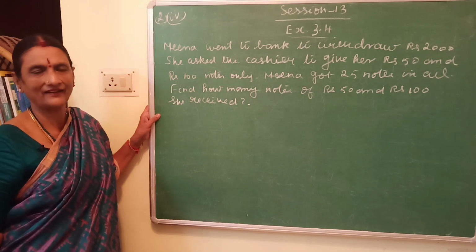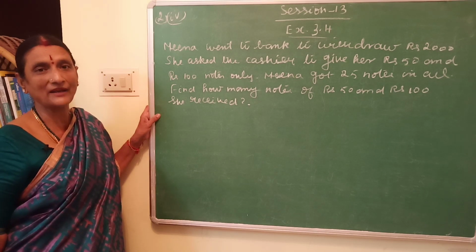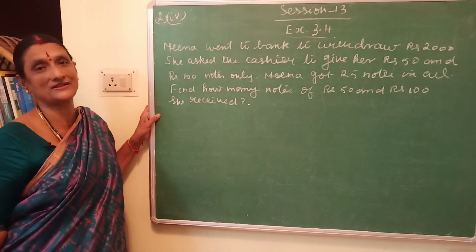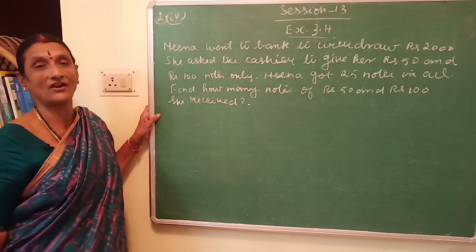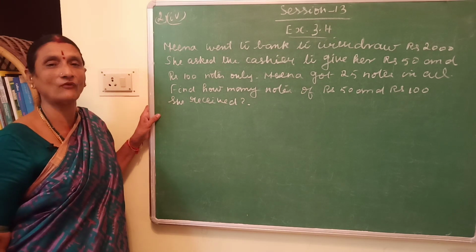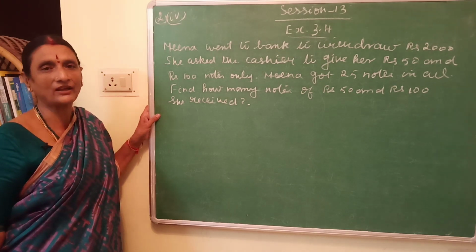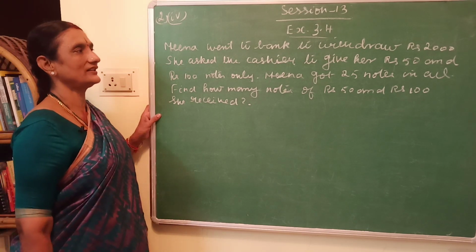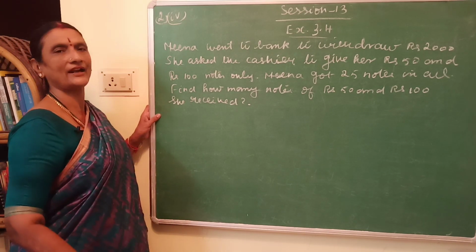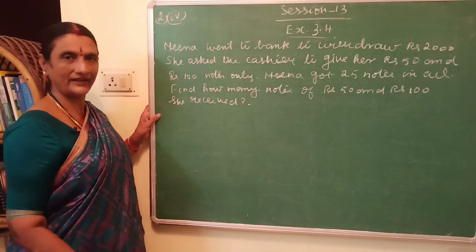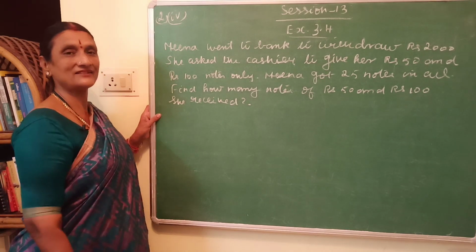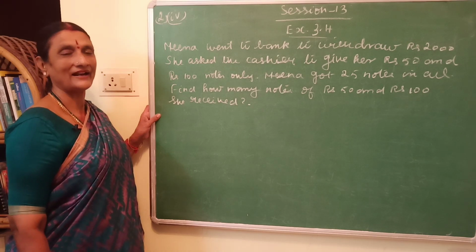Are you understanding? So the 2000 rupees can be given in any way, no? 2000 rupee notes, 500 rupee notes, all in 10 rupees, all in 20 rupees, all in 100, in whatever way we want, the bank will give. So she asked the cashier to give her only rupees 50 and rupees 100 notes only. That is the main message that you have to understand.